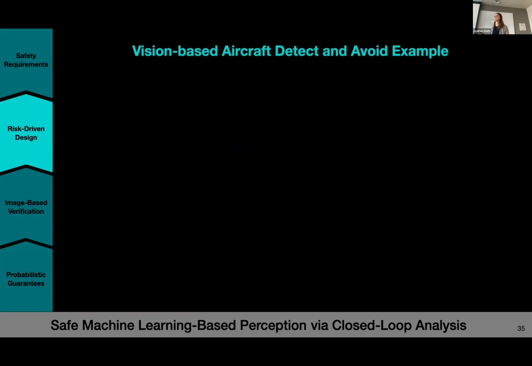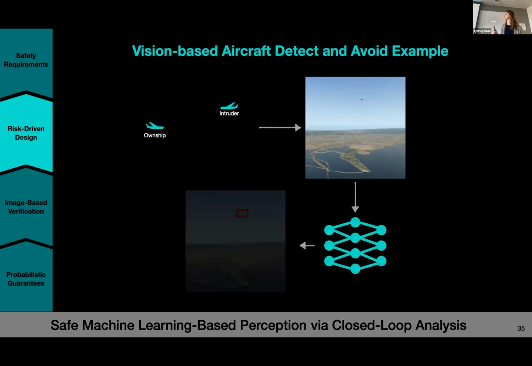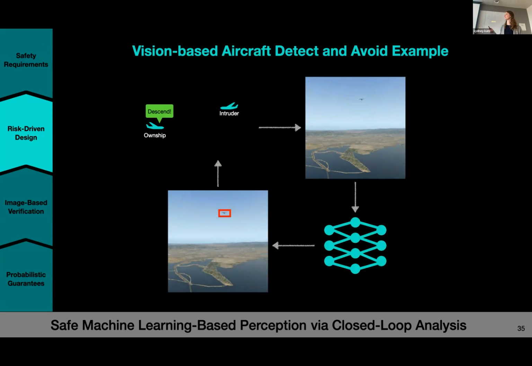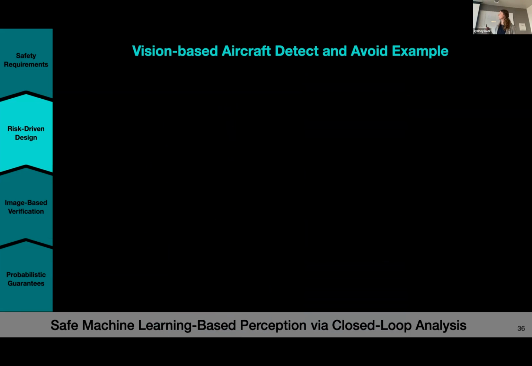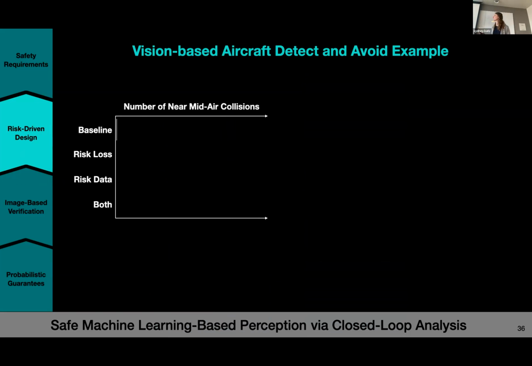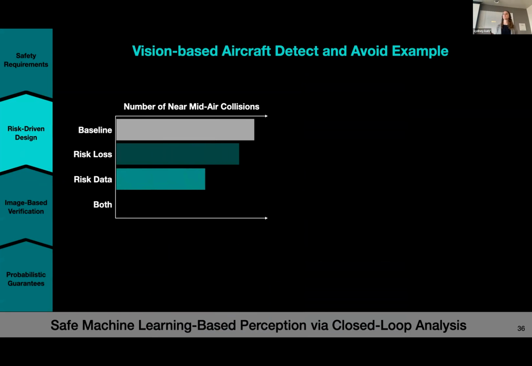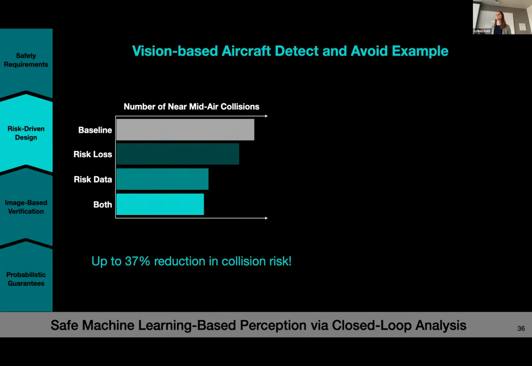So to test these risk-driven design approaches, we apply them on top of a vision-based aircraft detect and avoid example, where, as I mentioned earlier, we essentially have this onboard chip that needs to detect other aircraft by taking images of the sky, feeding them through a neural network to produce these detections, and then selecting a control action to avoid colliding with them. And more specifically, we applied our methods on top of a baseline YOLO v5 object detection architecture and evaluated the number of near mid-air collisions on a set of aircraft encounters. You can see that just adding these risk-driven design approaches on top of this already strong baseline YOLO object detection network, we were able to reduce collision risk by up to 37%.